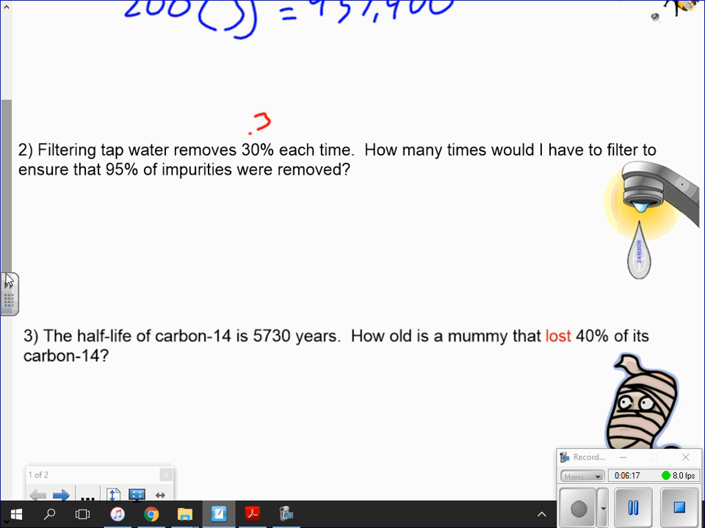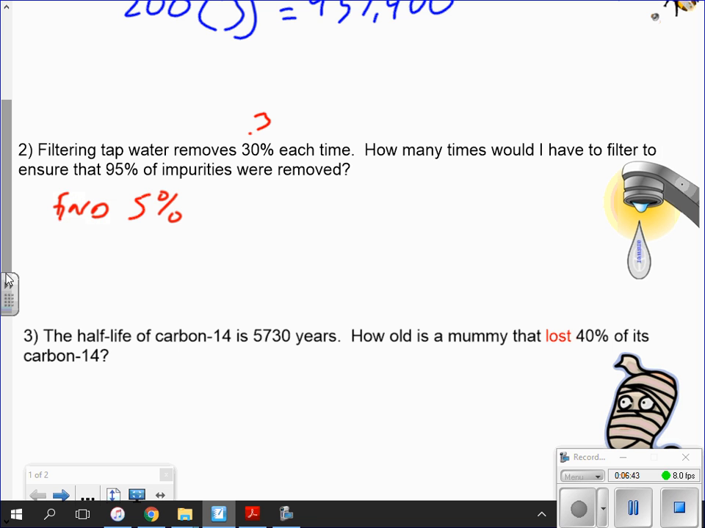What is my final amount that I want to end with? I want to end with 5%. Not 95%. I want to remove 95%. So if I start with 1 and remove 95%, how much do I have left? I have 5% left. So my ending amount is 5%.